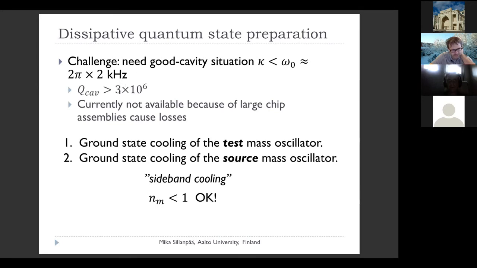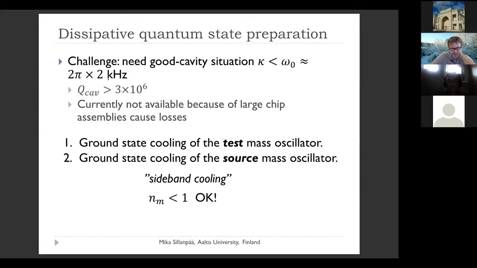With the 3D superconducting cavities, some particle accelerators have reached Qs of 10 to the 10. But when you plug in these large chips which contain all kinds of epoxy glue and so on, we are still one order of magnitude, or 1.5 orders of magnitude, from this one. So getting here is in principle possible, but will be challenging.